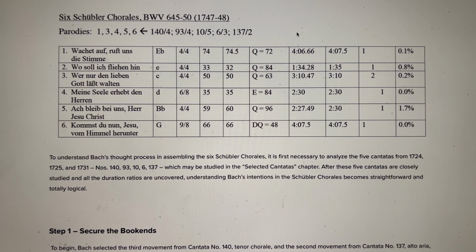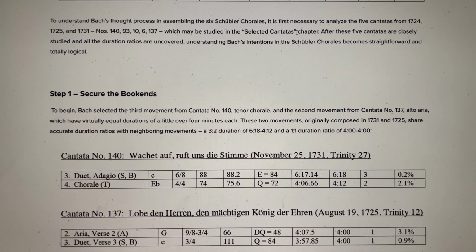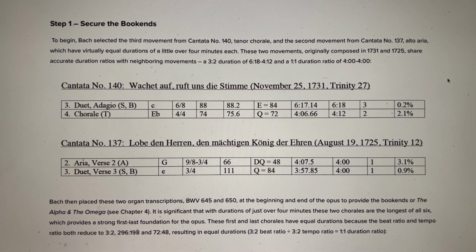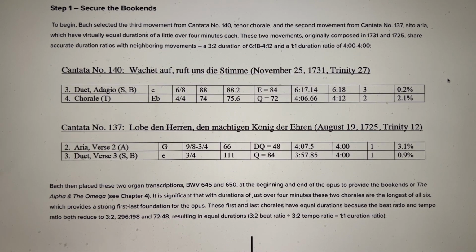So let's look at how Bach did this. I've talked a lot in the past about how Bach loved symmetry and he loved firsts and lasts. So his step 1 was to secure the bookends. To secure the bookends means that Bach was going to choose, out of those pieces, the 2 longest ones as the 2 bookends, the first and the last.